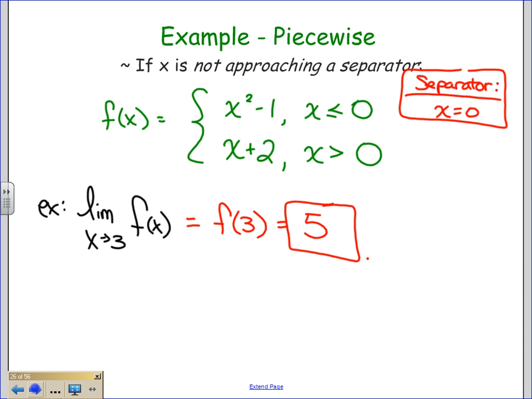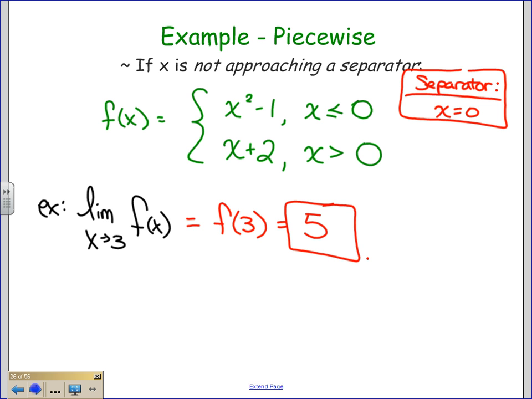So as I come from below 3, as I come from above 3, all of it is taking place in this one piece, which is just a line. It doesn't have any jumps or holes or vertical asymptotes that's going to mess up anything. So therefore, sweet, I can just plug it in and then I'm done.